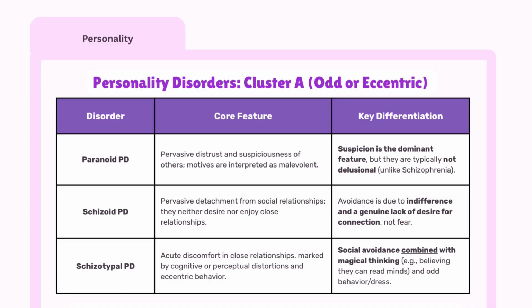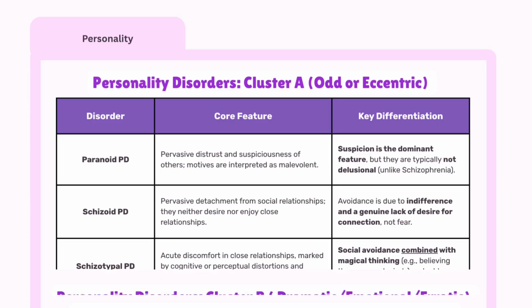The major differentiation is the combination of social avoidance, as seen in schizoid, plus odd eccentric behaviors and magical thinking, such as believing in telepathy or having unusual perceptual experiences. Their discomfort is driven by these strange thoughts, not simple indifference or fear of rejection.